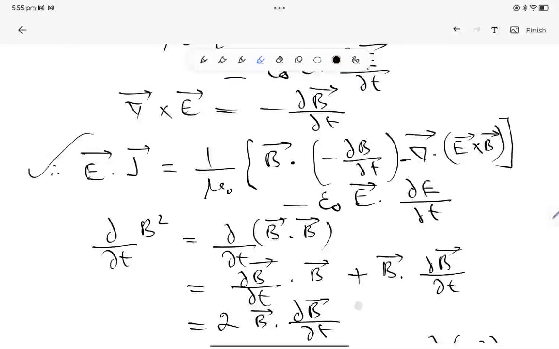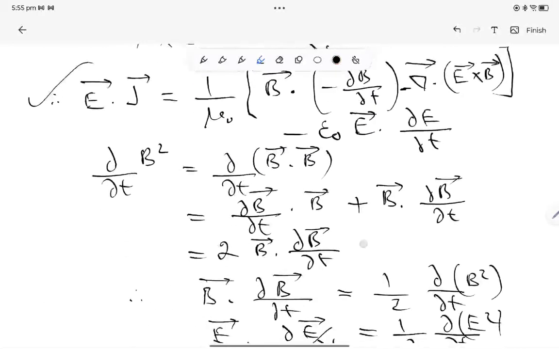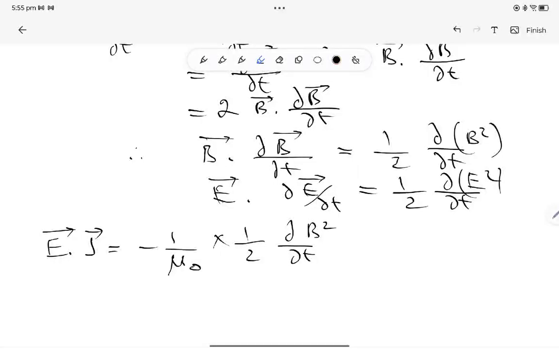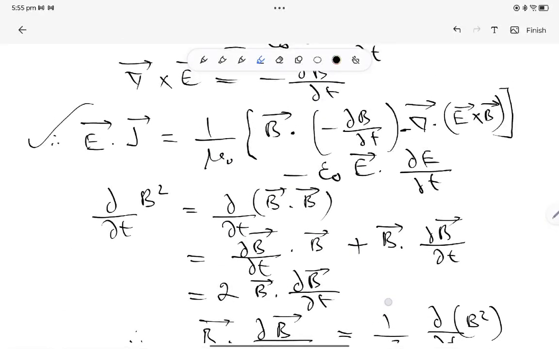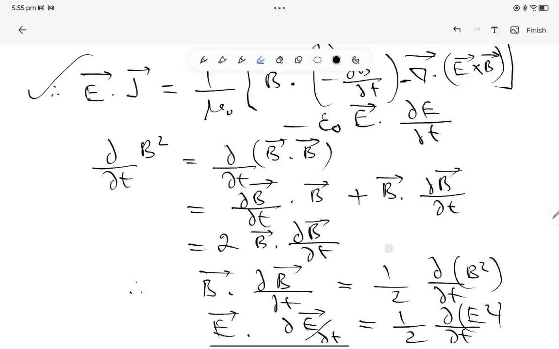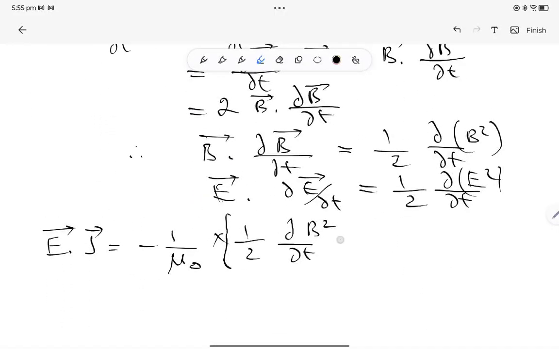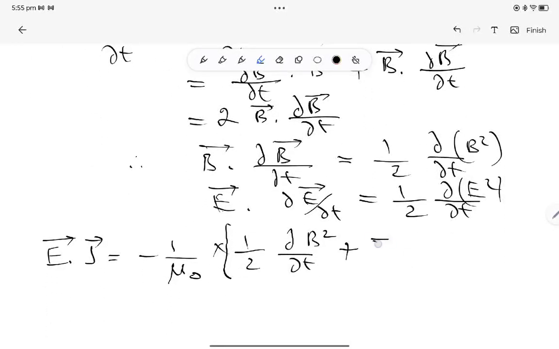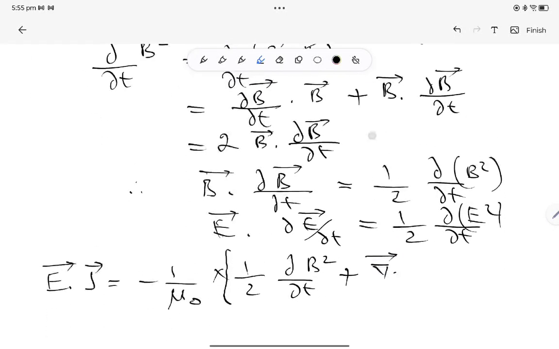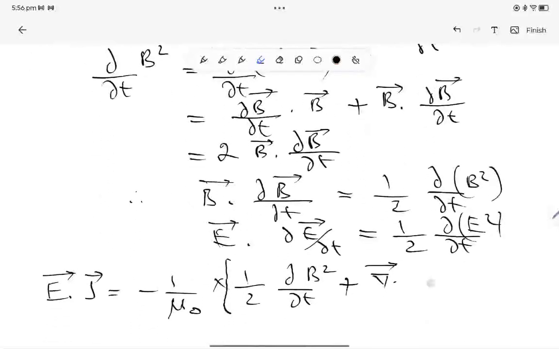Then we have minus. If I take this minus as a whole common, then I will have to supply. See, this second term is minus, but taking a minus outside, I will have to write it as plus del dot E cross B, del dot E cross B.